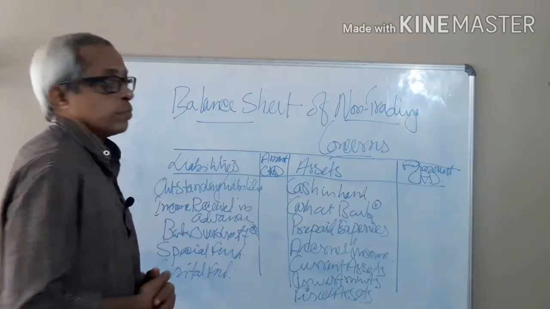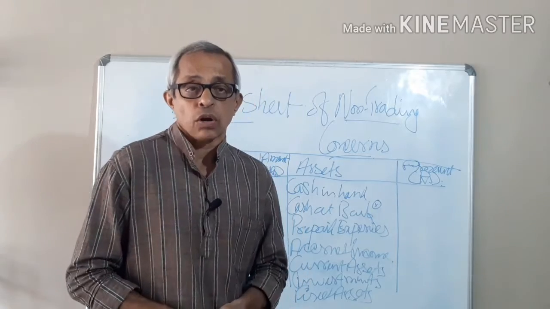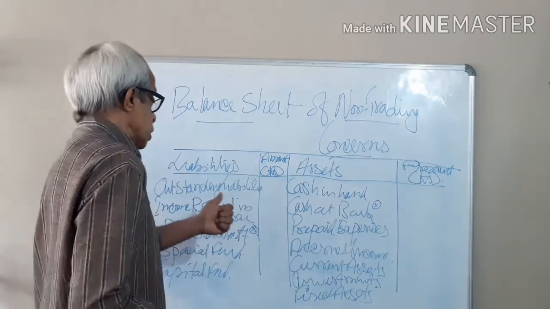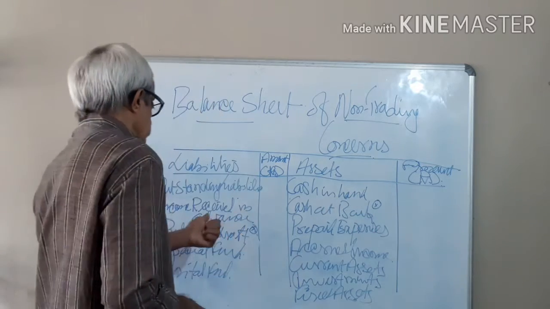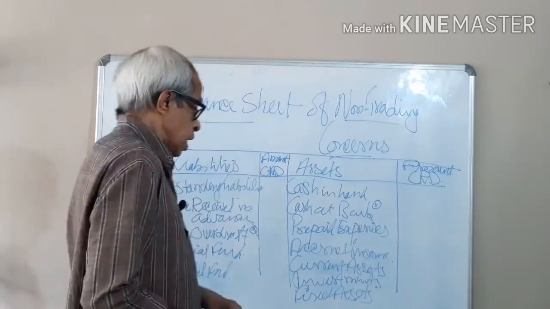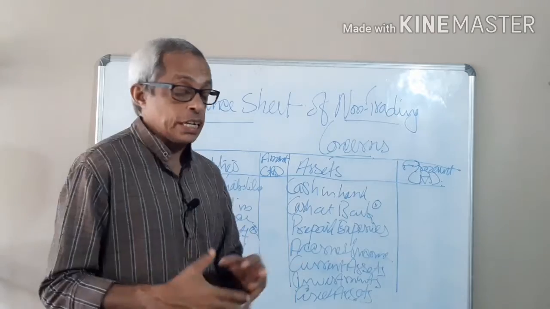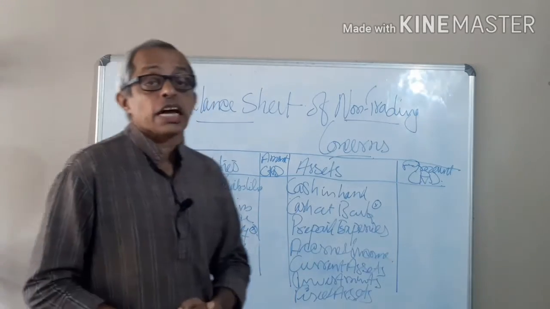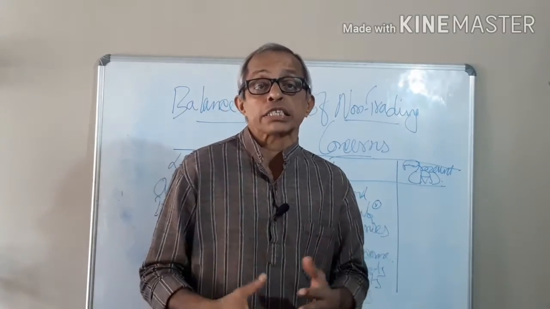The first item to be shown on the liability side of the balance sheet of a non-trading concern is outstanding liabilities, and the second item is income received in advance, like subscription, and the third item is bank overdraft, if any, and the next item is special fund, and the last item is capital fund.